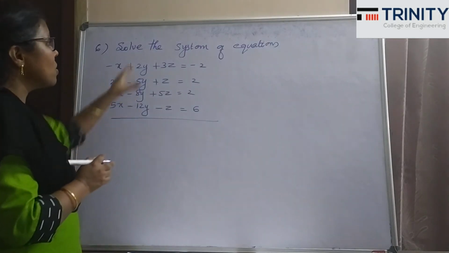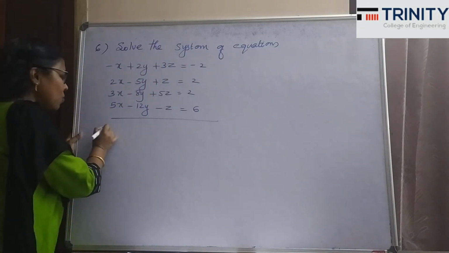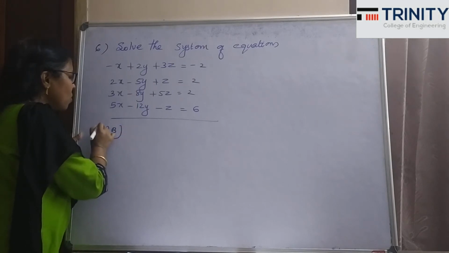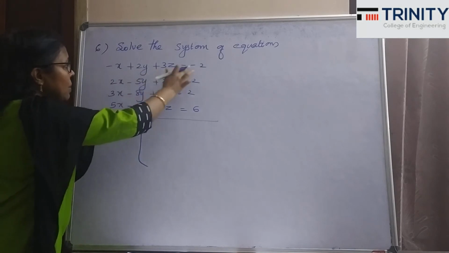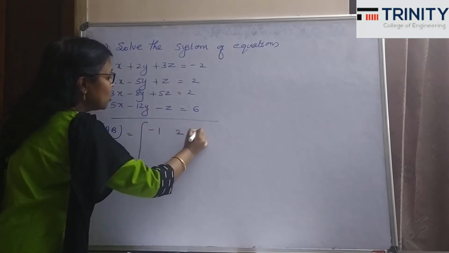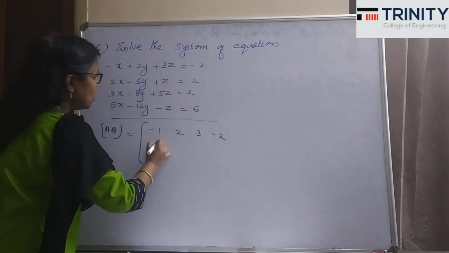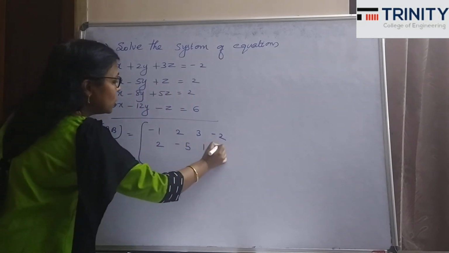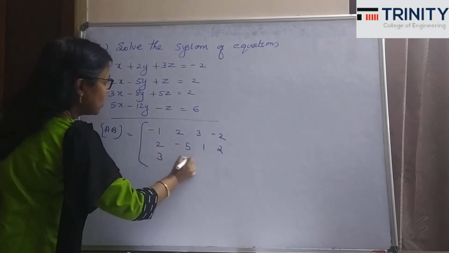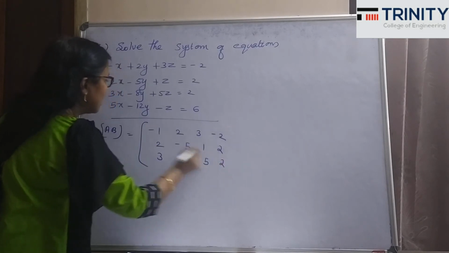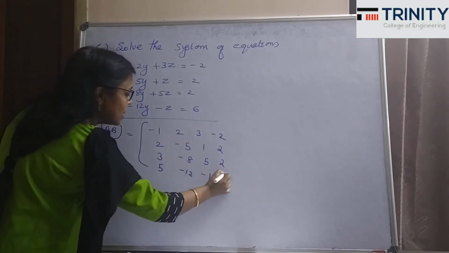One more question is here. Solve the system of linear equations. The equations are given. First we have to write the augmented matrix AB. The augmented matrix AB is the matrix minus 1, 2, 3, minus 2. Then 2, minus 5, 1, 2. Then 3, minus 8, 5, 2. Then 5, minus 12, minus 1, 6.